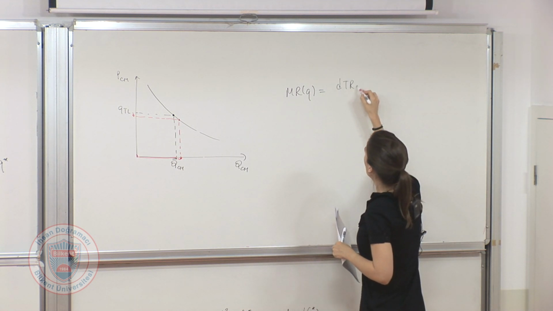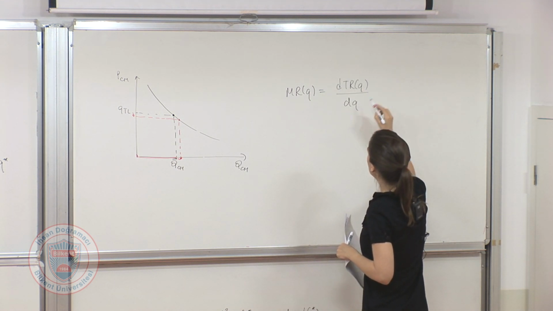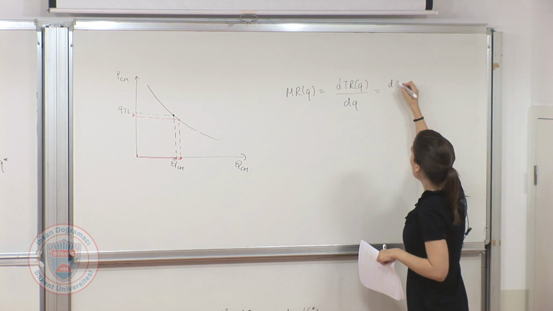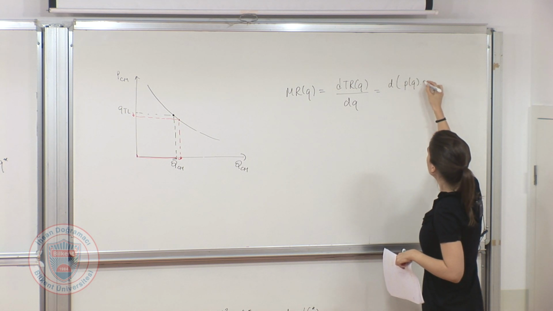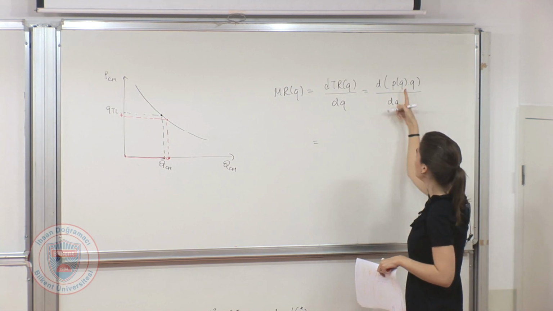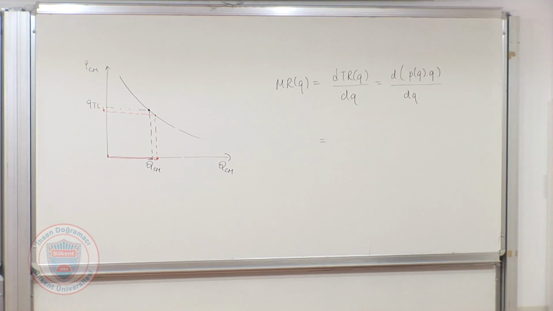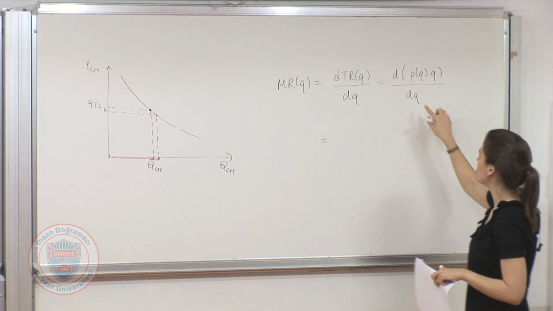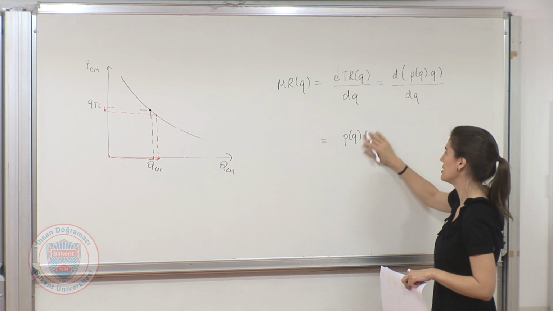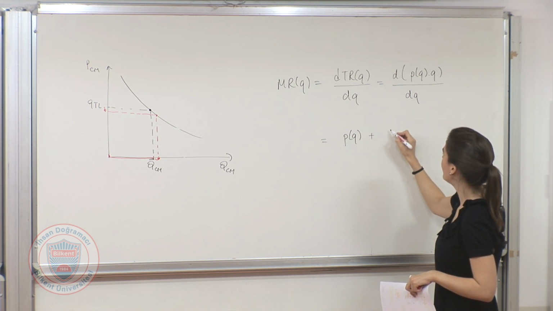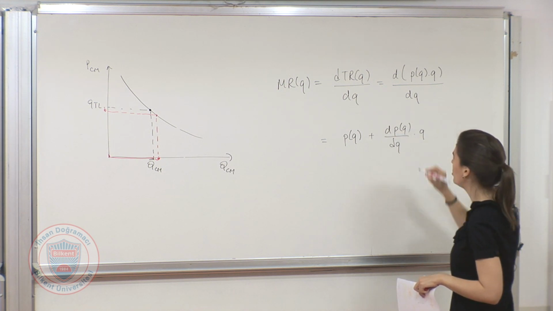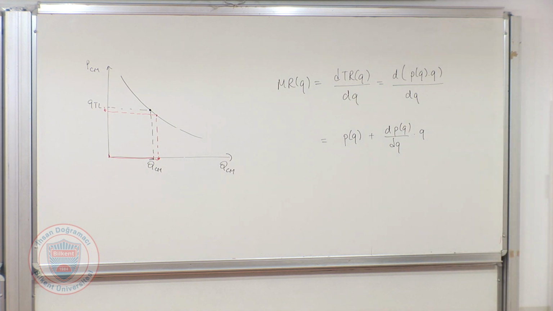So dTR/dQ. If you write total revenue like this, P(Q) times Q, and take the derivative with respect to Q, what is it? First you have P(Q) times 1, plus dP(Q)/dQ times Q. So this is marginal revenue.